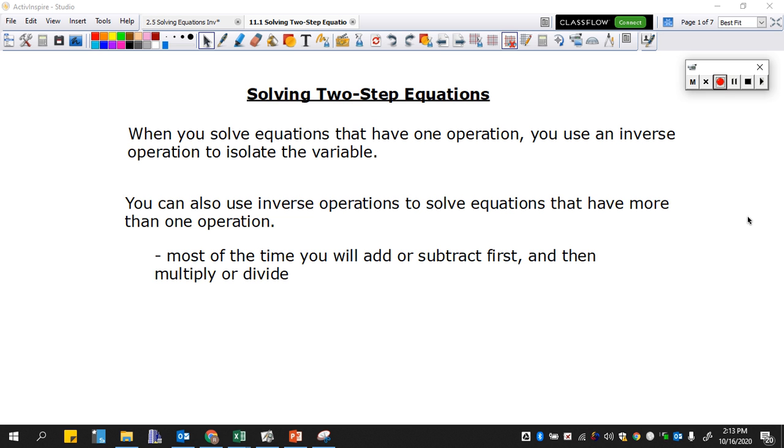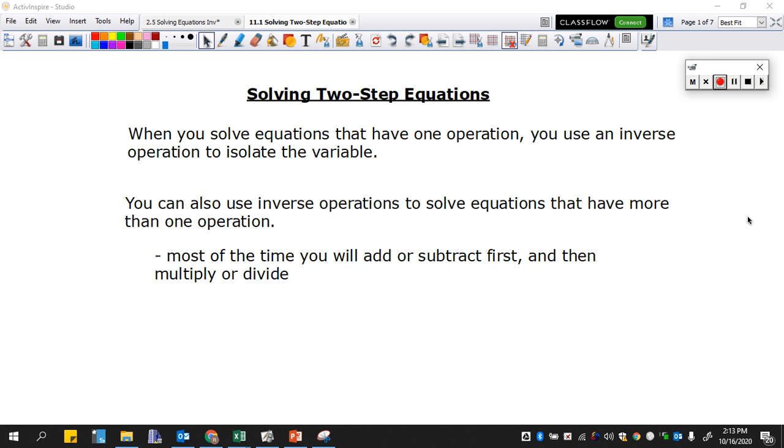In other words, what do you do if you have both multiplication and addition, or subtraction and multiplication, or some combination of multiplying or dividing and addition or subtraction? Well, you're going to continue to use inverse operations in order to solve those equations that have more than one operation. And most of the time, not all the time, you're going to add or subtract first and then multiply or divide.